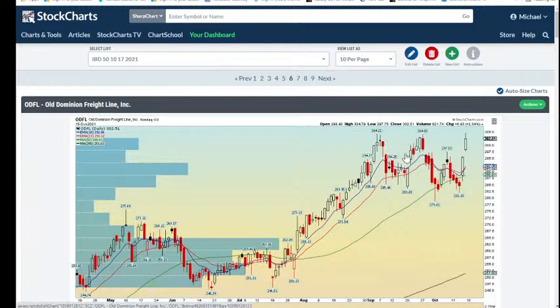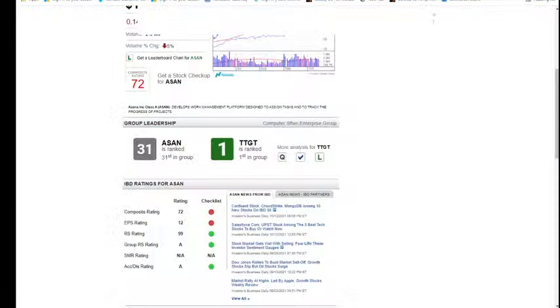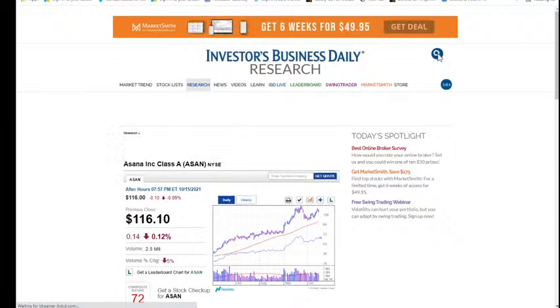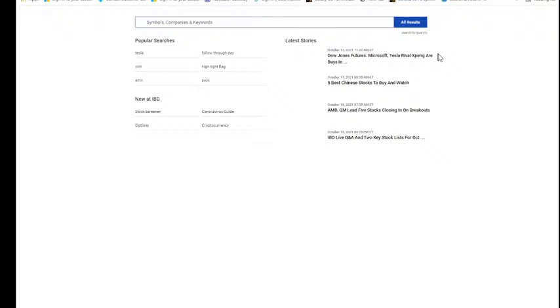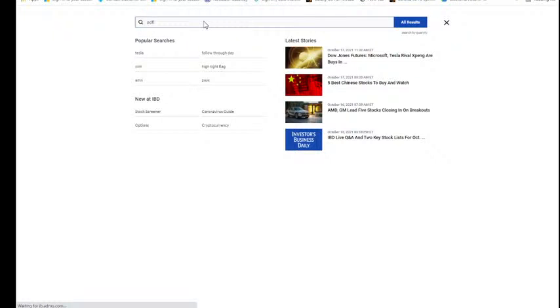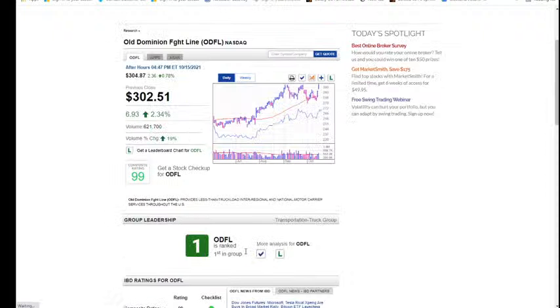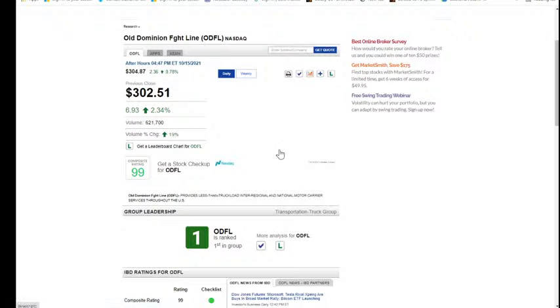Okay. Truckers have actually been looking well, Old Dominion Freight Line. So this is what I would do if this came up on my radar, ODFL. I would go here. I would punch in the ticker and then go look and see what the other candidates are within that same sector. Obviously, if they look good, so we could do a stock checkup.